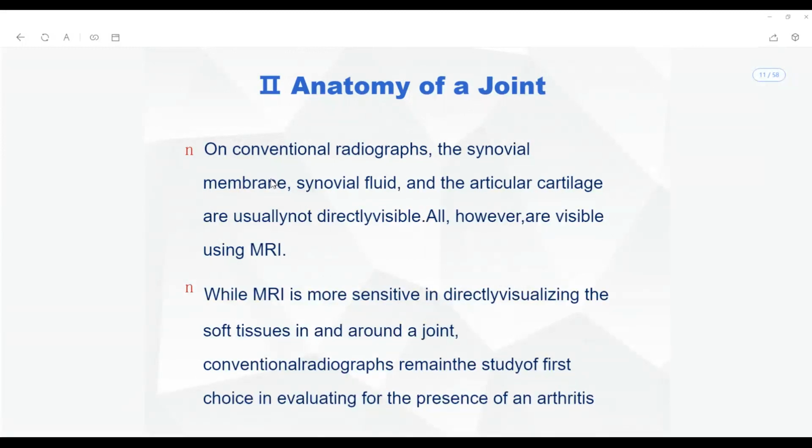So in this particular chapter, we are going to look only at the plain radiography features of arthritis conditions.